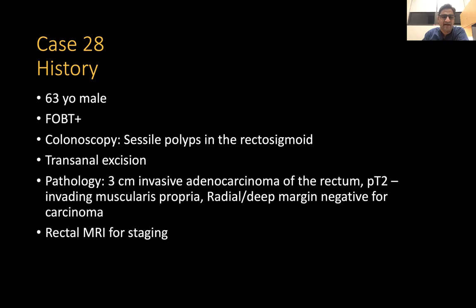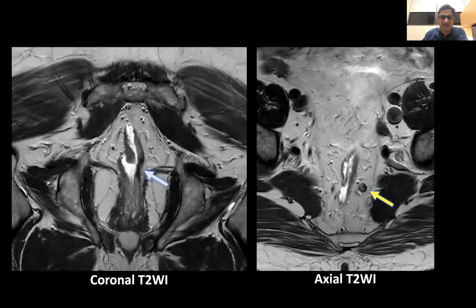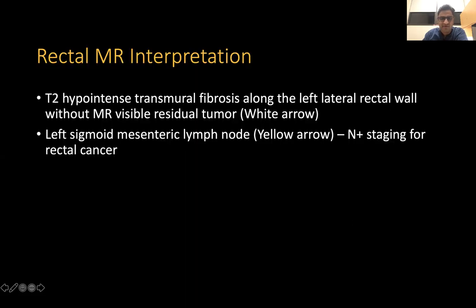And this is another patient with a history of rectal cancer. And so a 3 centimeter invasive adenocarcinoma of the rectum, and the patient underwent transanal excision, and the margins were negative. And we got a rectal MRI for staging purposes. And here we can see that this is the hypointense scar in the wall corresponding to the area of transanal excision. And there is this mesorectal lymph node here that's abnormal. So it's an N-positive staging for the rectal cancer.